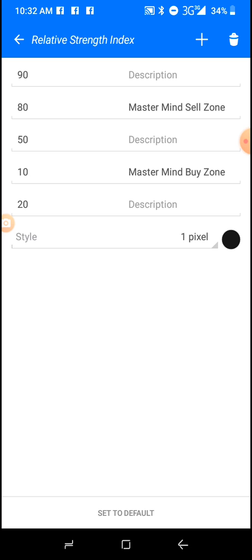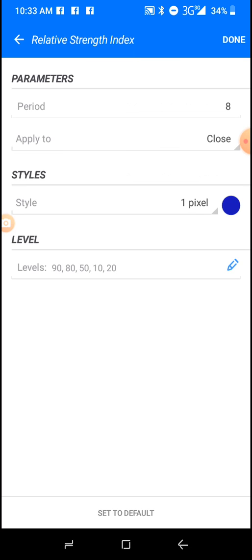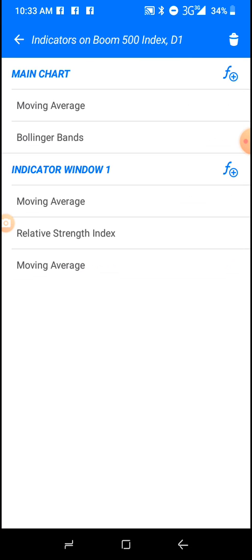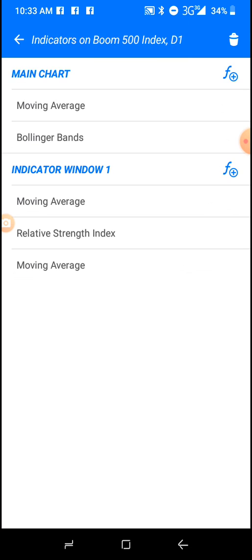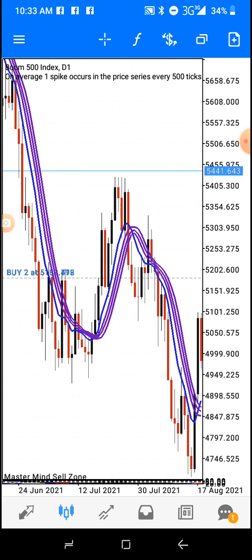The last moving average on the indicator window has a period of 26. The shift is 0. Method exponential, applied to close. Style 2 pixel. Color is black. When you click on done, you have something that looks exactly like this.